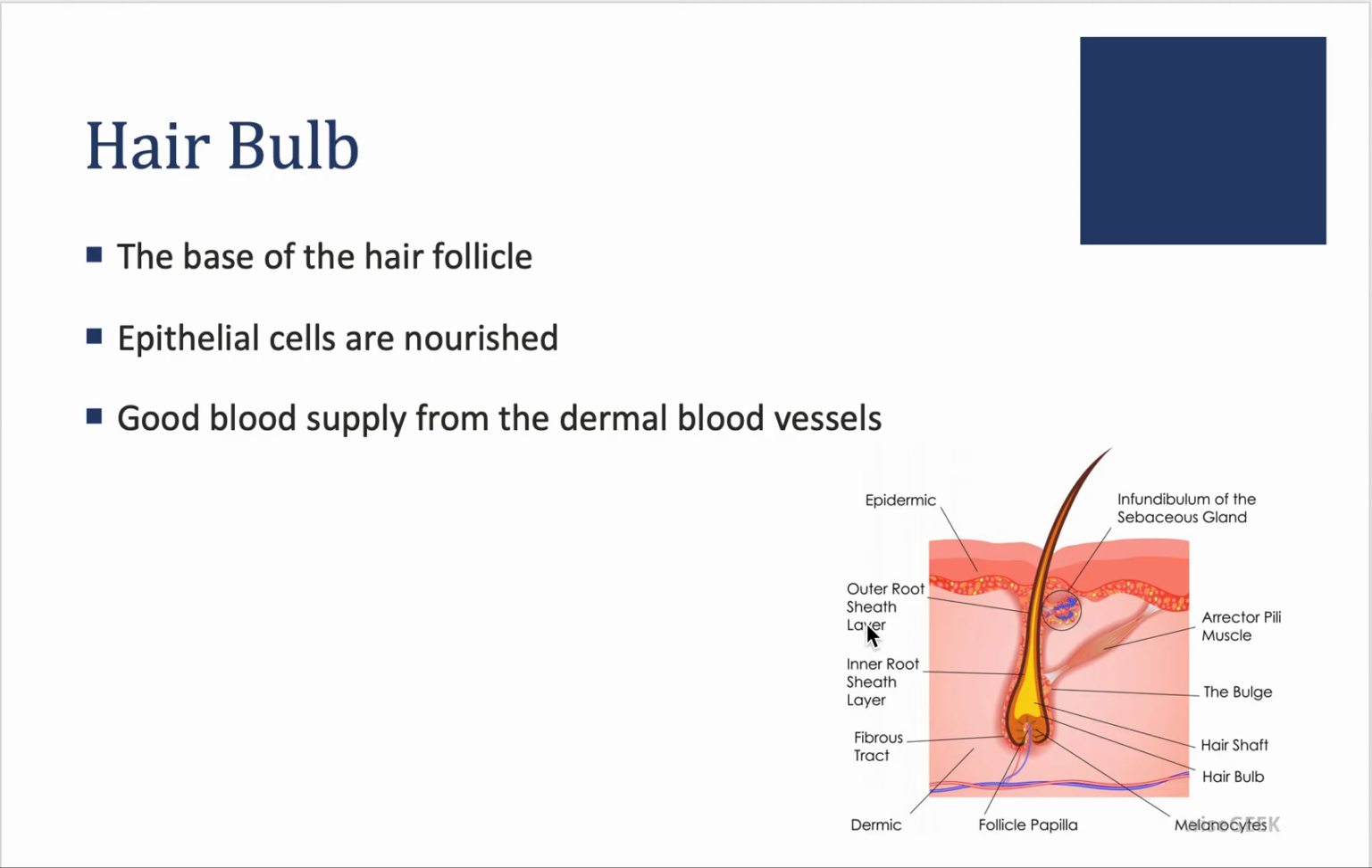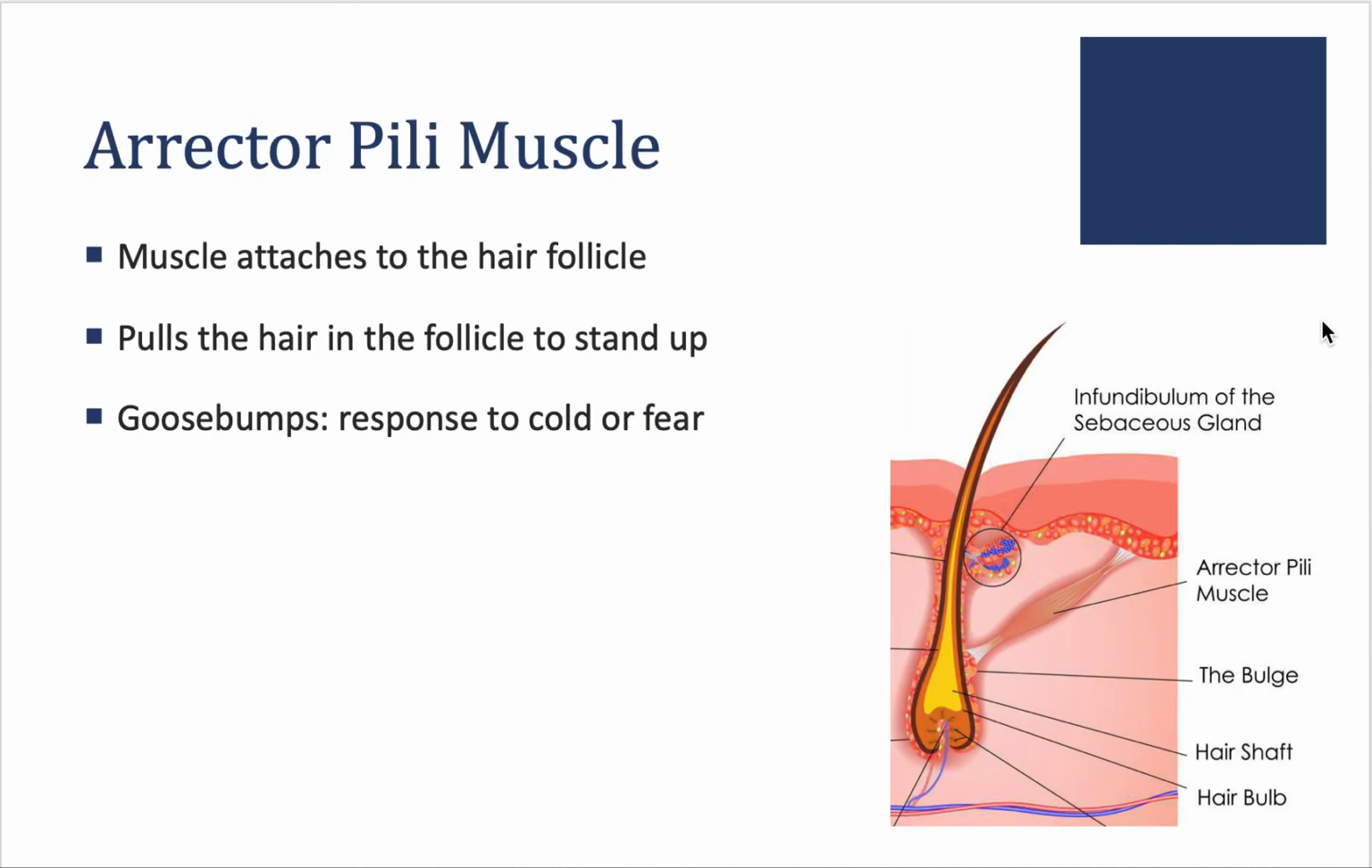The hair bulb is the base of the hair follicle. So you can see the hair bulb is down here. So this is the part that sits in the very, very base of the hair follicle, and it's where the cells are nourished. There is good blood supply from the blood vessels found within our dermis. There are also nerves, so you can see here, these are the blood vessels. You can see there are also nerves attached, which is part of why it hurts when you pull out a hair.